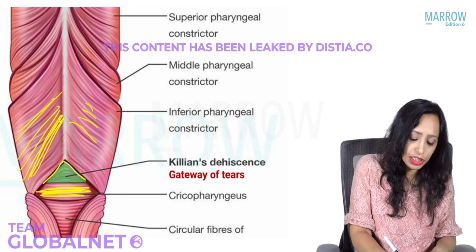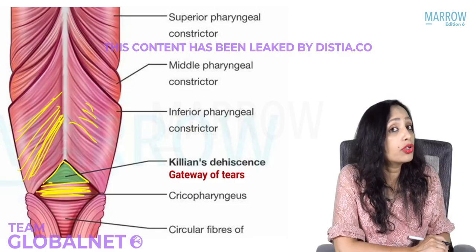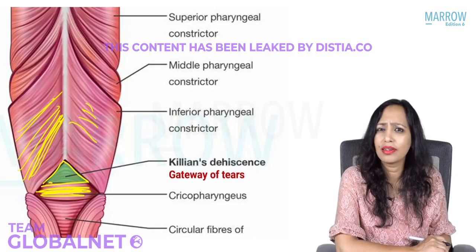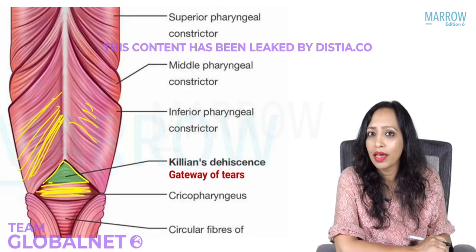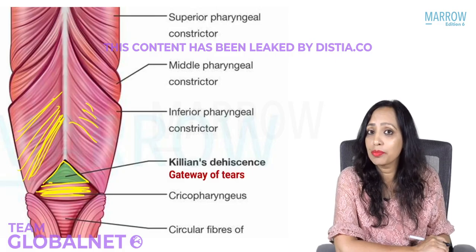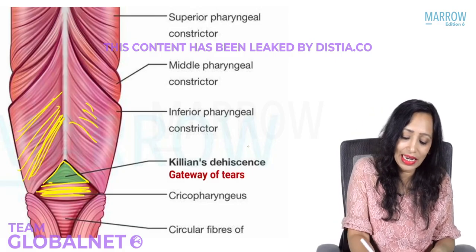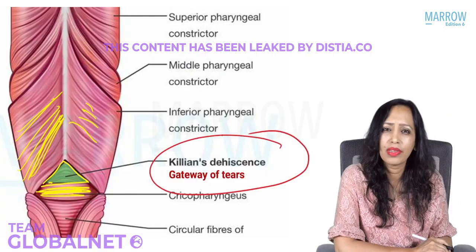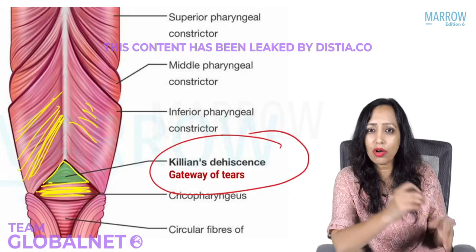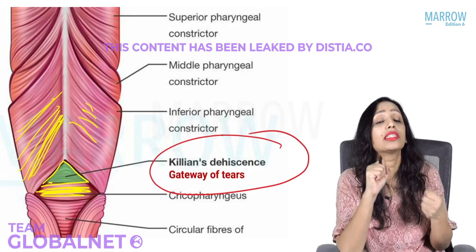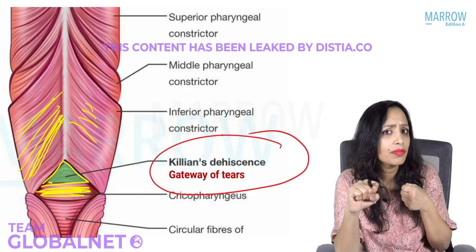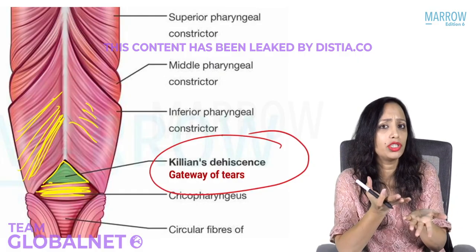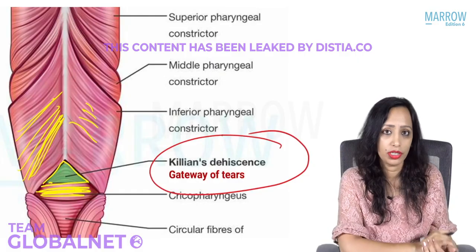So this gap that is produced in between the thyroid and the cricopharyngeus part of inferior constrictor, is it a posterior gap or lateral gap? Yes, it is a posterior gap. So this is what is known as Killian's dehiscence, also known as the gateway of tears. Why tears? Because this is the most common site of pharyngeal pouch formation.